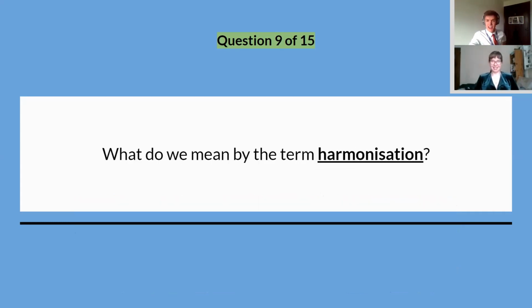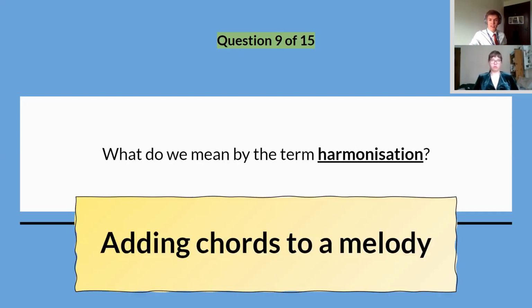So question number 9, what do we mean by the term harmonization? In very basic terms, it is the process of adding chords to a melody. So say we've got a melody sitting on its own, harmonizing that melody would mean that we're adding chords that fit with that melody. And there's always a little bit of scope with harmonization. We can harmonize a melody in a happy way, in a sad way, in an ambiguous way. But yeah, that is what harmonization is, and that is one of the things you have to do at grade 5.